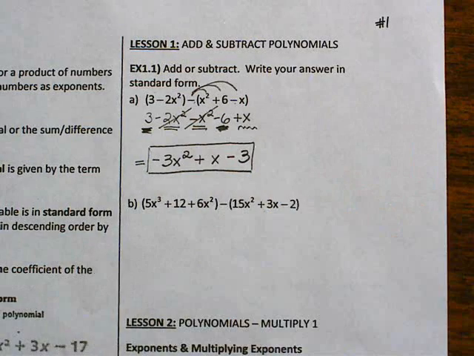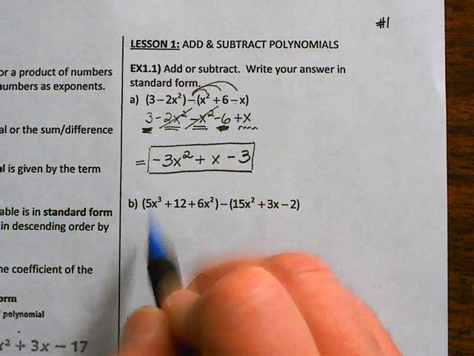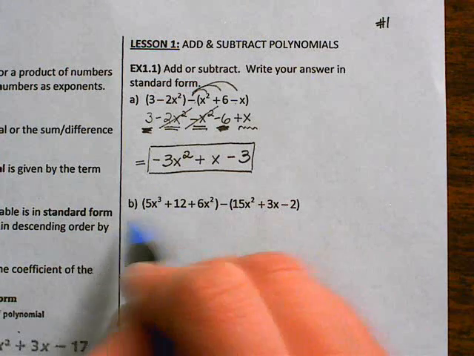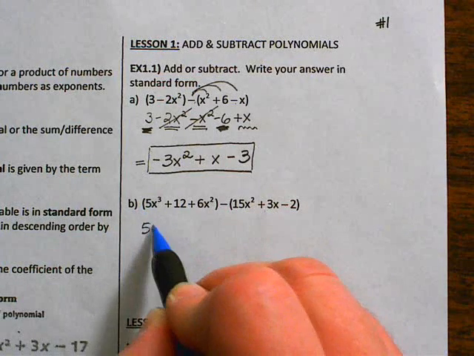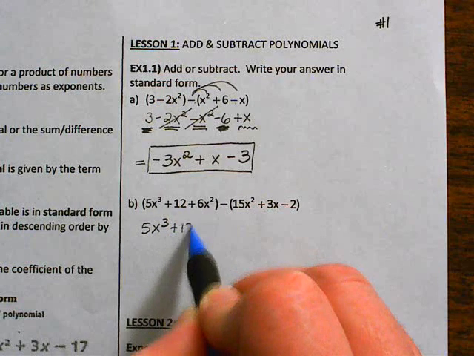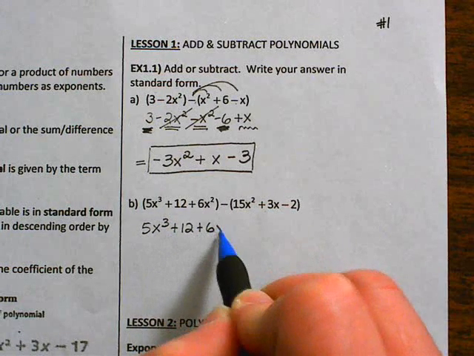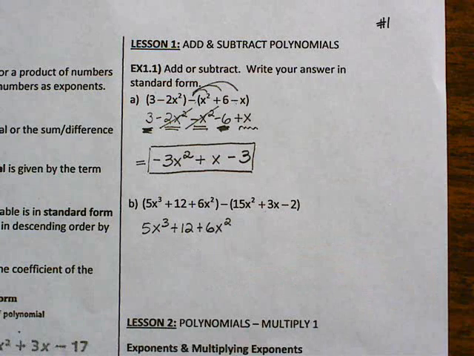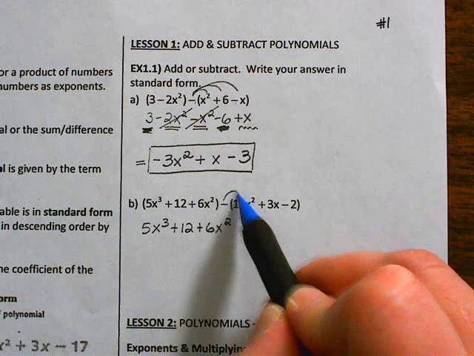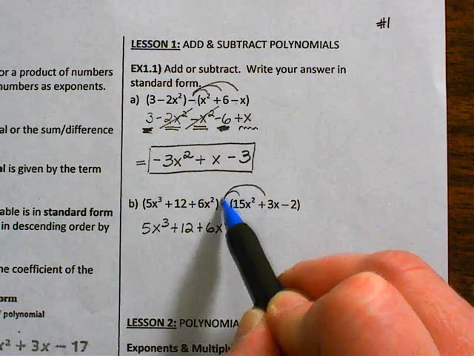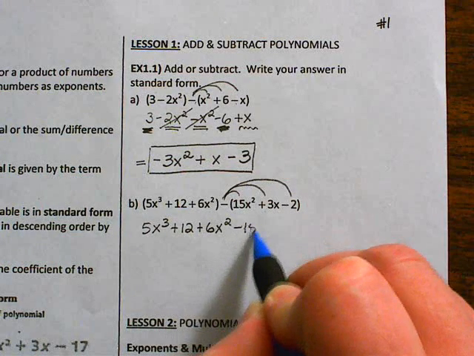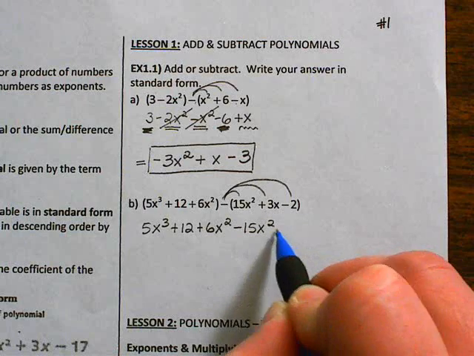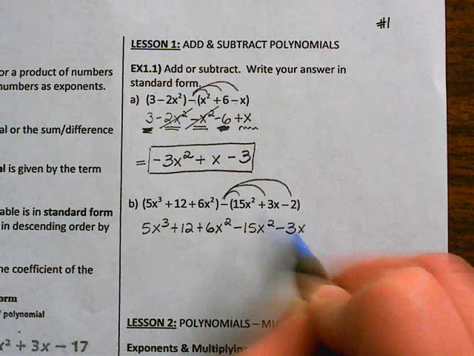Now let's go on to the next problem. Again, I have parentheses here, so let's get rid of them. Since I have no number in front of this parenthesis, I can just get rid of the parentheses. Now on this one, I need to apply the negative sign to each term. So this would be negative 15x squared minus 3x. Negative and negative becomes a positive.